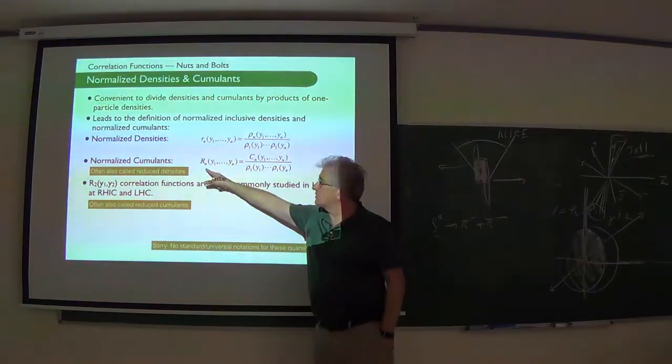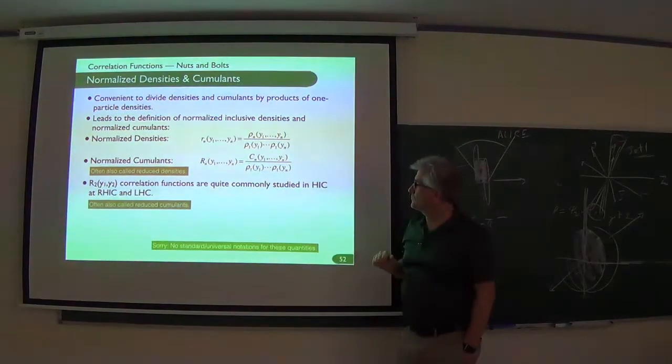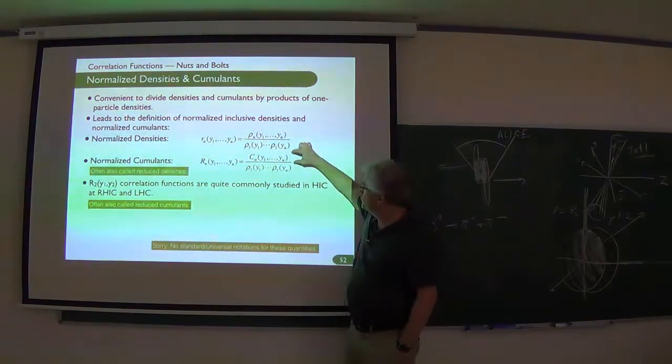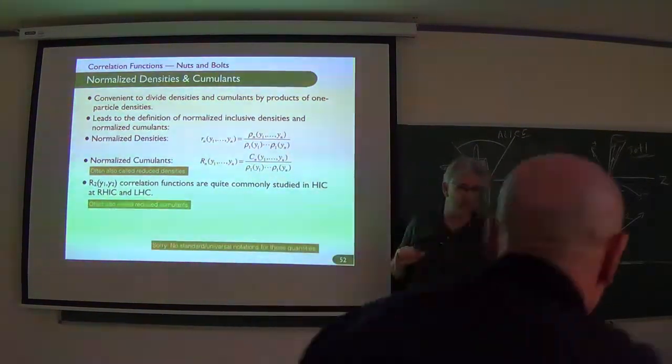This second quantity, with a capital R, is what we've used recently in the literature to talk about the cumulants divided by the product of singles.